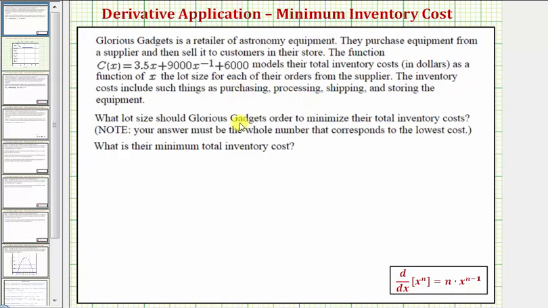We have two questions to answer. One, what lot size should Glorious Gadgets order to minimize their total inventory cost? This answer must be a whole number. And two, what is their minimum total inventory cost?